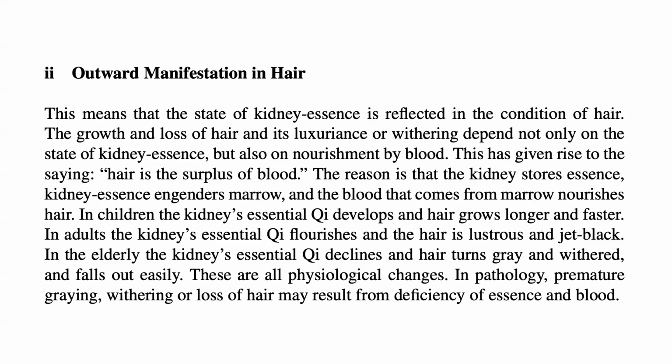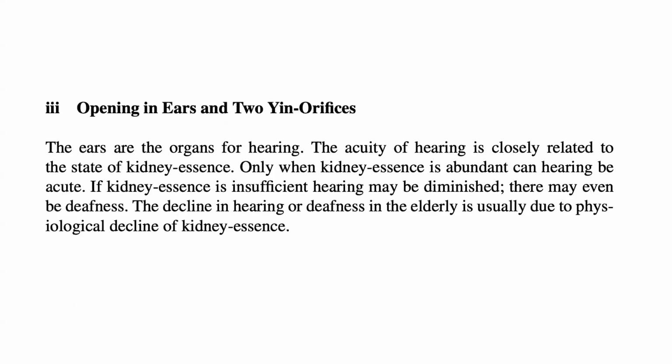The reason is that the kidney stores essence, kidney essence engenders marrow, and the blood that comes from marrow nourishes hair. In children, the kidney's essential Qi develops and hair grows longer and faster. In adults, the kidney's essential Qi flourishes and the hair is lustrous and jet black. In the elderly, the kidney's essential Qi declines and the hair turns gray and withered and falls out easily. These are all physiological changes. In pathology, premature graying, withering, or loss of hair may result from deficiency of essence and blood.